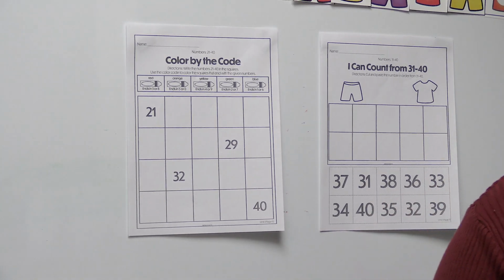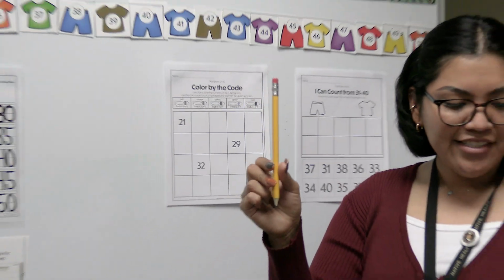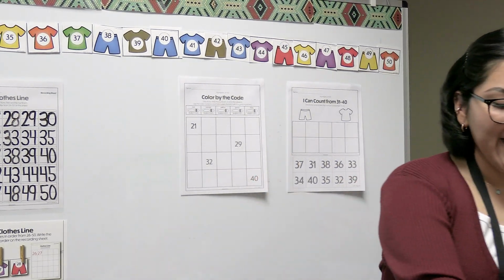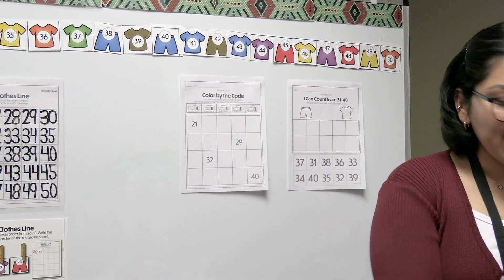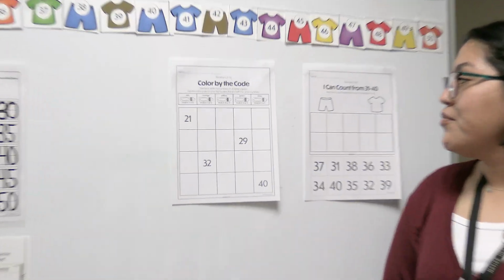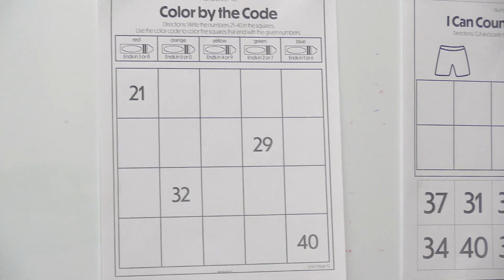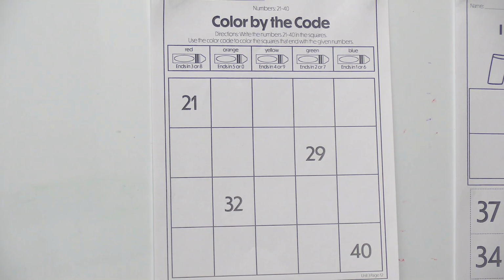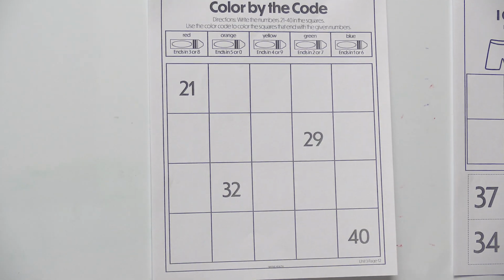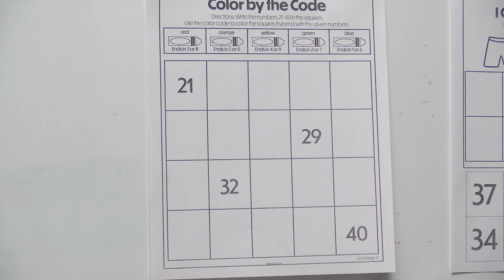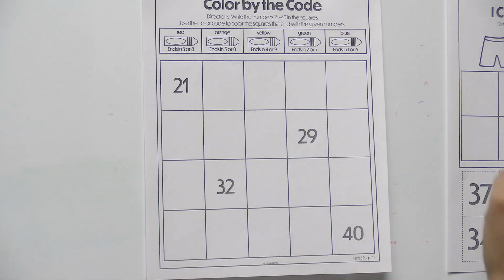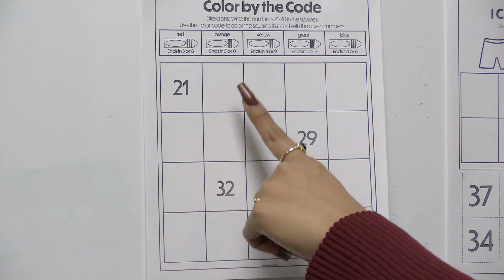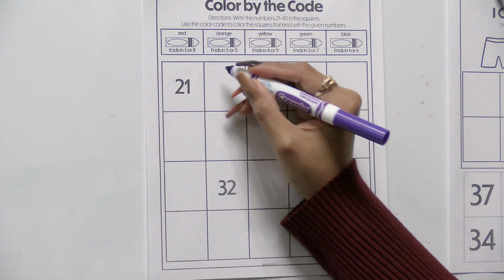Everyone will need your pencil. Get out your pencil and have it in your hand, because we are going to be writing in 21 to 40. I'm going to get a marker so you can see it better. Let's write our numbers first, starting with 21. What comes after 21? 22. So let's write the number 22.